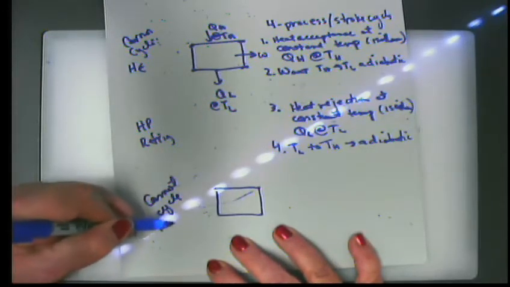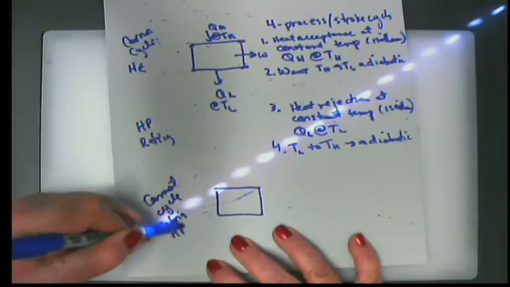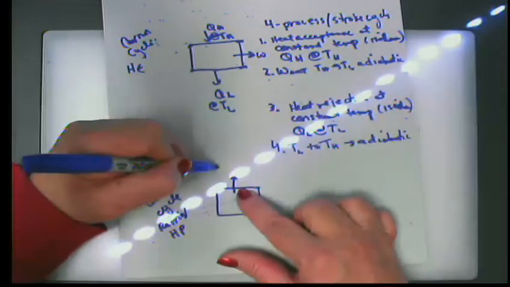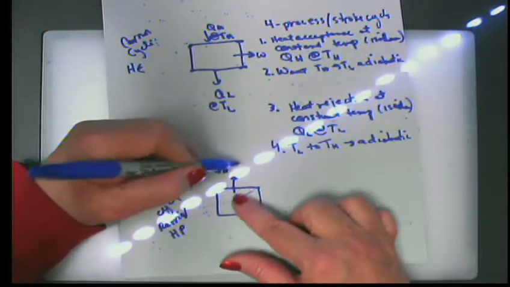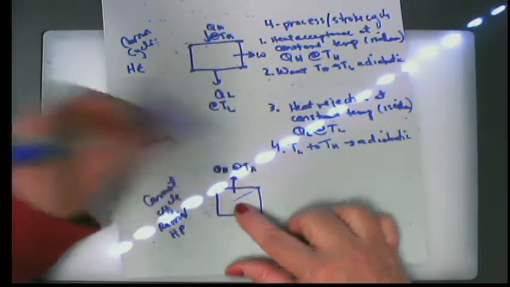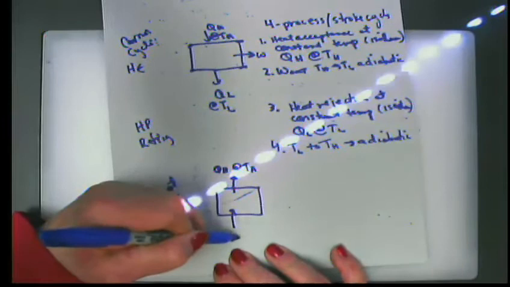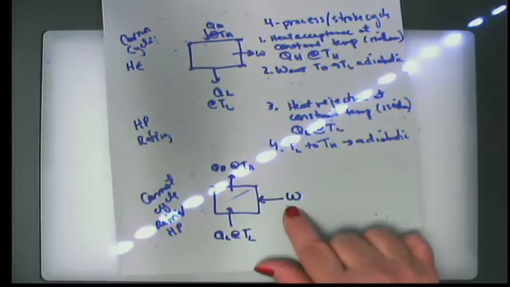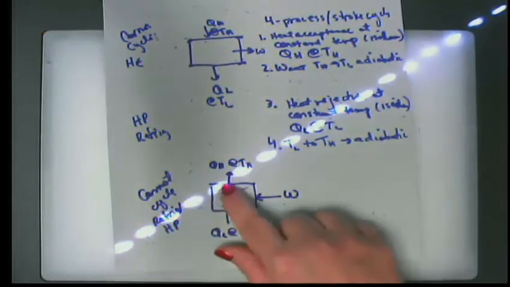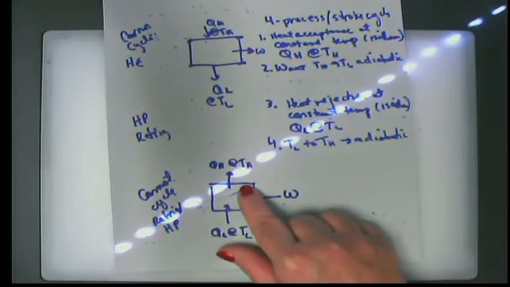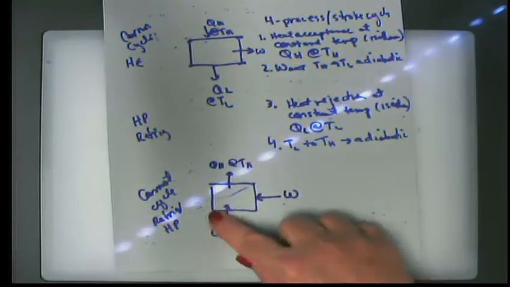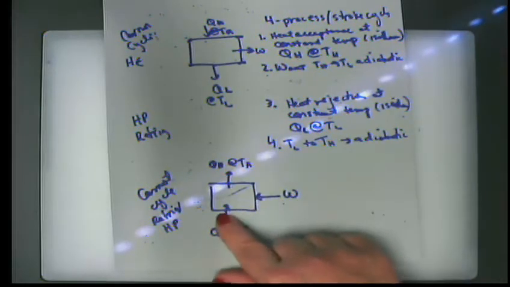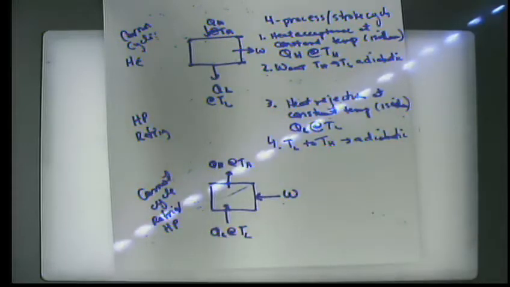or a refrigerator, looks like this. Instead of accepting heat at Q sub H, we reject heat at T sub H. We accept heat at T sub L, and in order to make that cycle run, we put work in. So strokes are the same. This is isothermal, adiabatic, isothermal, adiabatic. Heat rejection in this case, work in this case, heat acceptance, and then just a return to the original temperature.